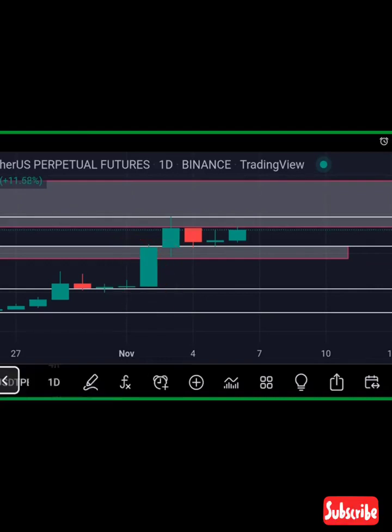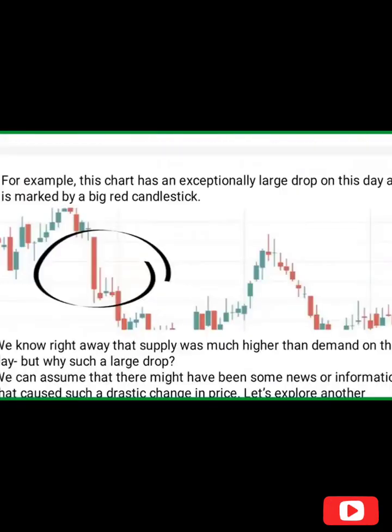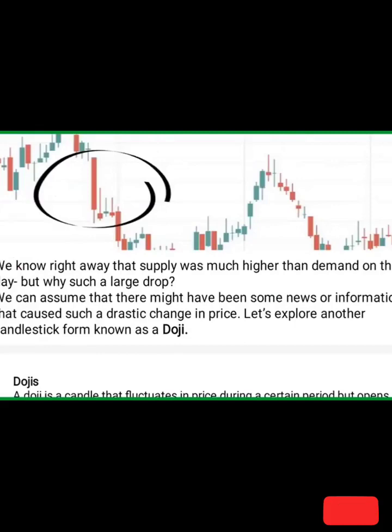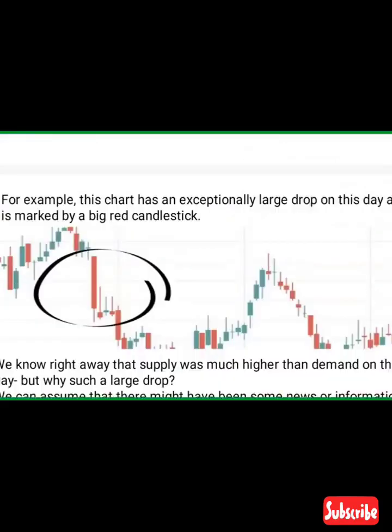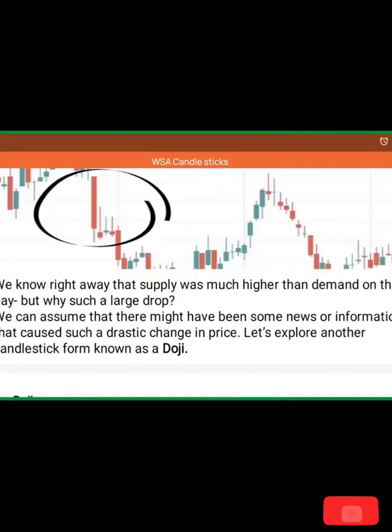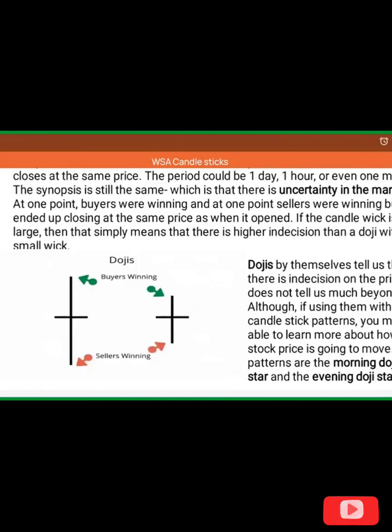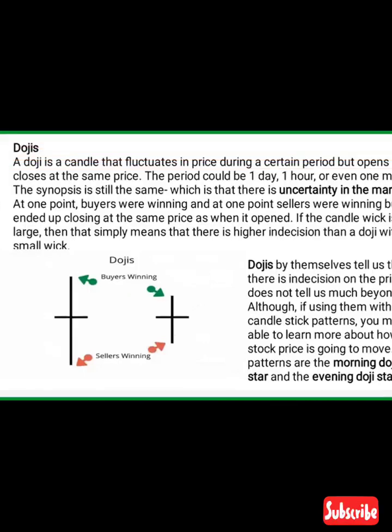So let's go back to our candles. Okay, so now let's look at how it is. Look at how big candles look for a bullish and this is a bearish scenario. I just showed you a bullish scenario of a big candle. So the next in line is what? Is doji. Okay, a doji is a candle that fluctuates in price during a certain period, but opens and closes at the same price. Now all of this grammar, what is it saying?